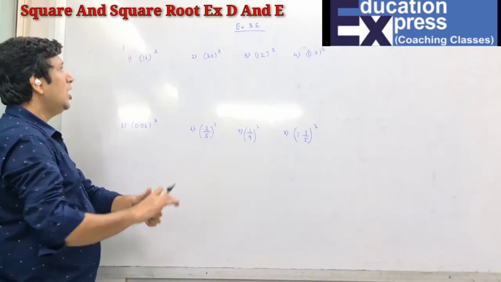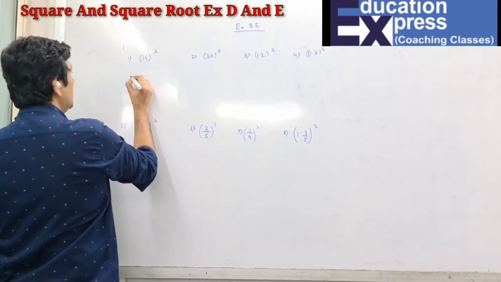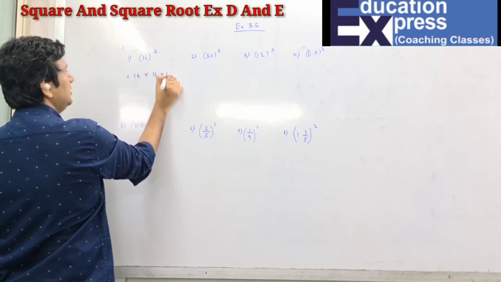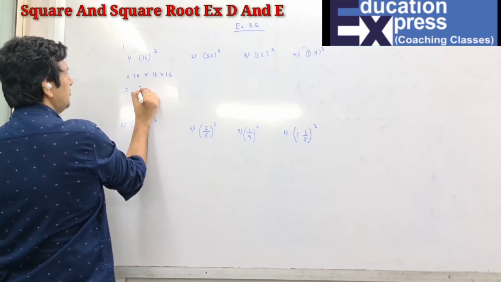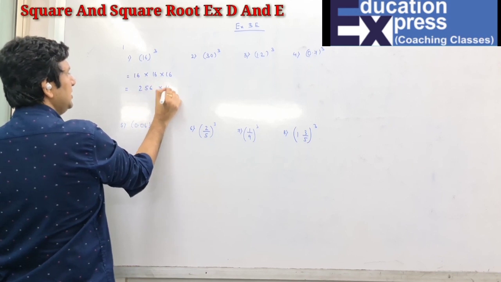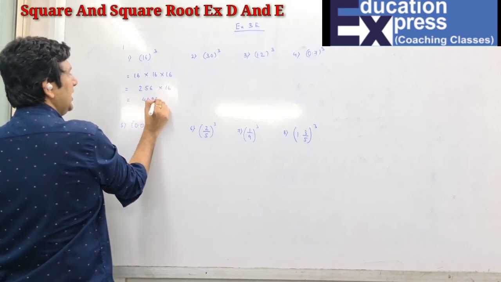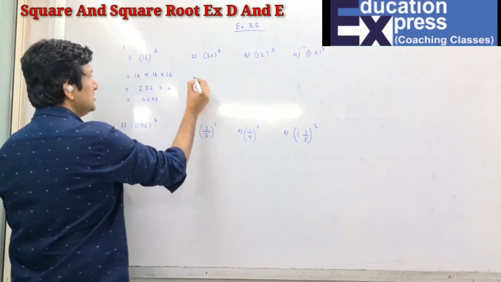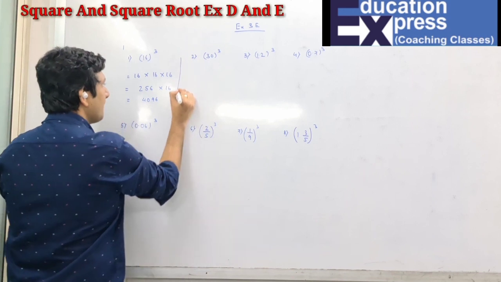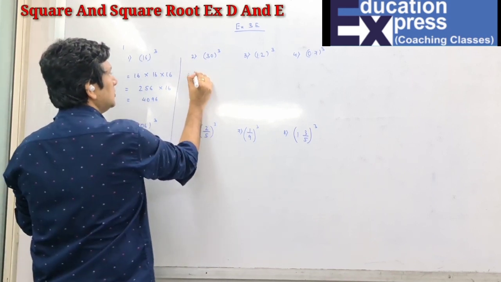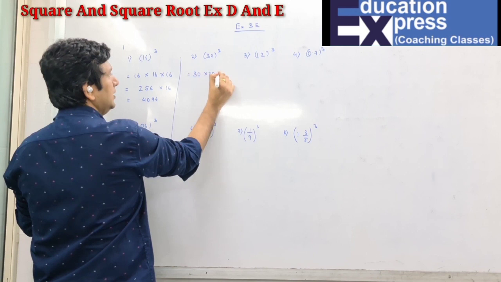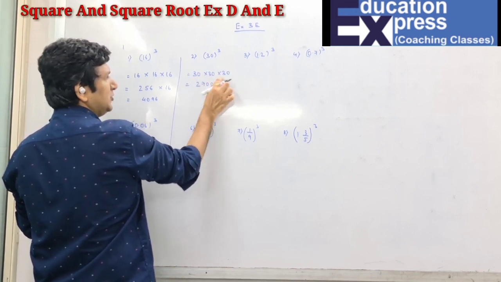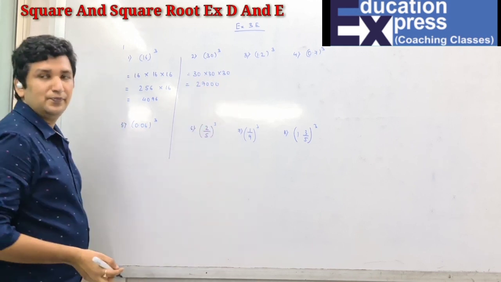So I have written question 1, all the parts over here. So over here, 16 cube is nothing but 16 into 16 into 16. 16 16s are 256. Into 16 is 4096. So simple, you just have to multiply the same number 3 times to get the answer. Same thing, 30 cube. So 30 into 30 into 30, that is 27000. 3 3s are 9, 9 3s are 27 and 3 zeros is the answer.